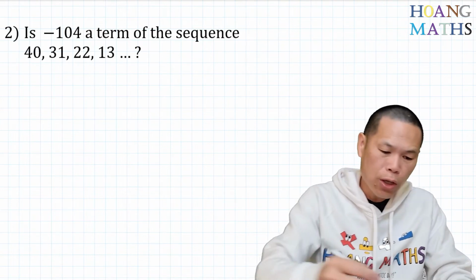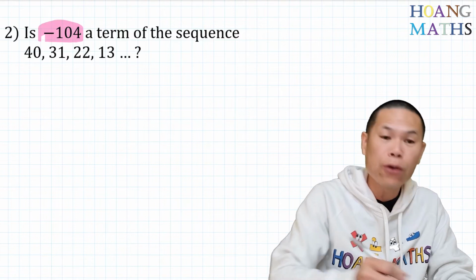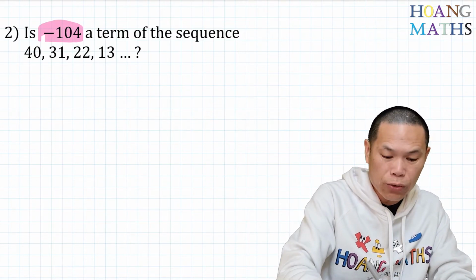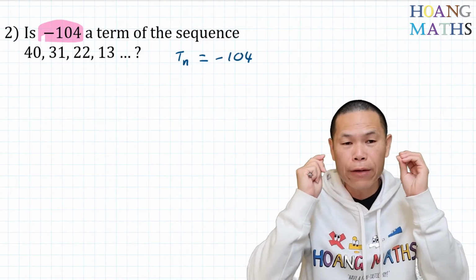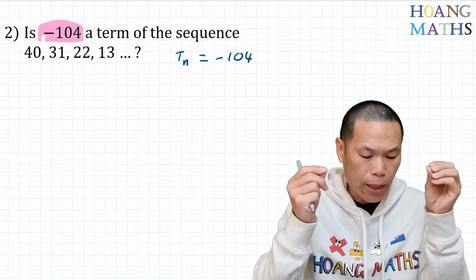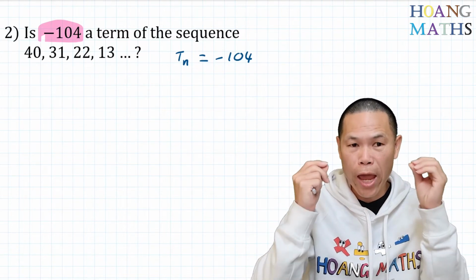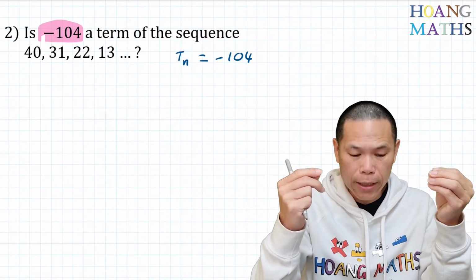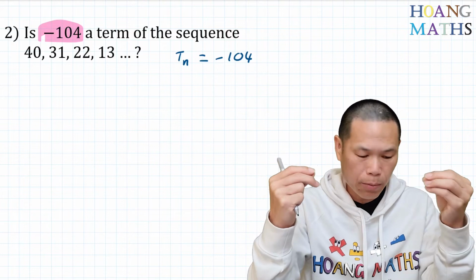First of all, we know that t of n is negative 104. Let me write this down. t of n is negative 104. We need to work out whether negative 104 is a term of this sequence or not. So we need to find n. If n is a whole number, this means that it is a term of this sequence. Otherwise, it will not be a term of the sequence.